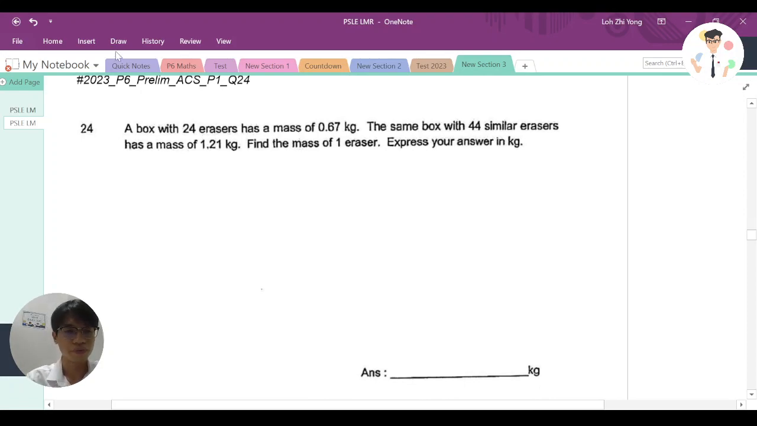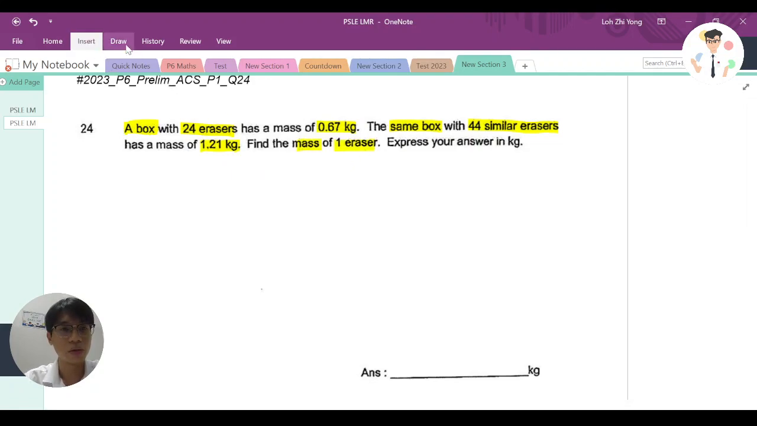Question 24. Now, here says that a box with 24 erasers has a mass of 0.67 kg. Now, this 0.67 kg is not 24 erasers alone. Again, it's with a box. The same box with 44 similar erasers, which basically means they have the same weight, had a mass of 1.21 kg. Find the mass of one eraser.